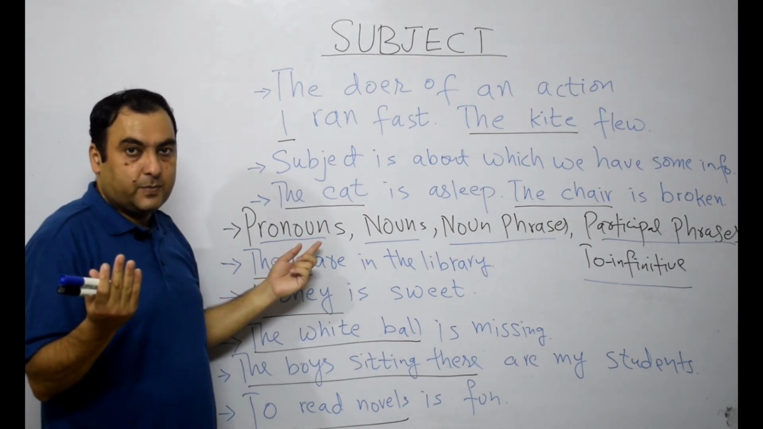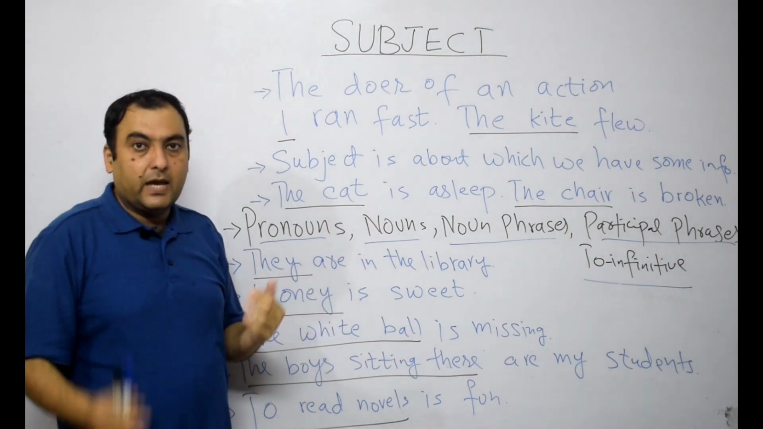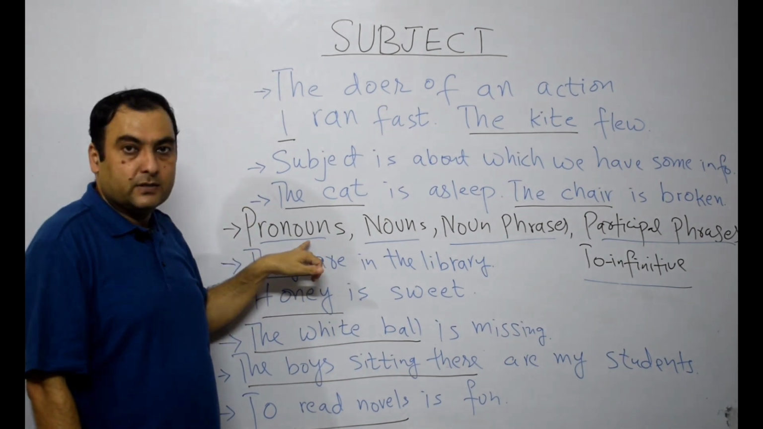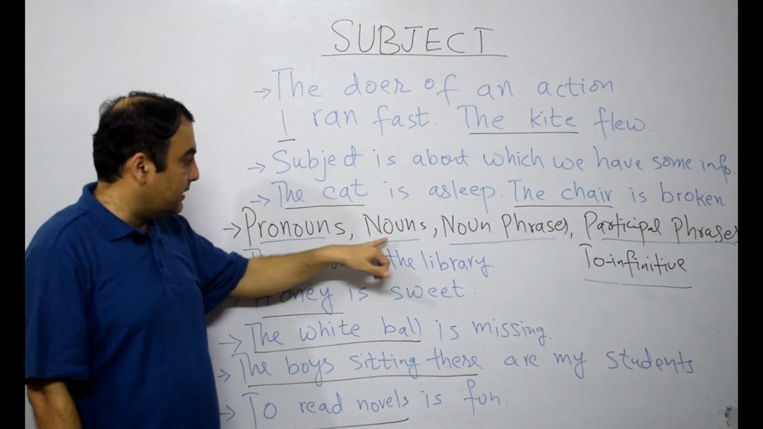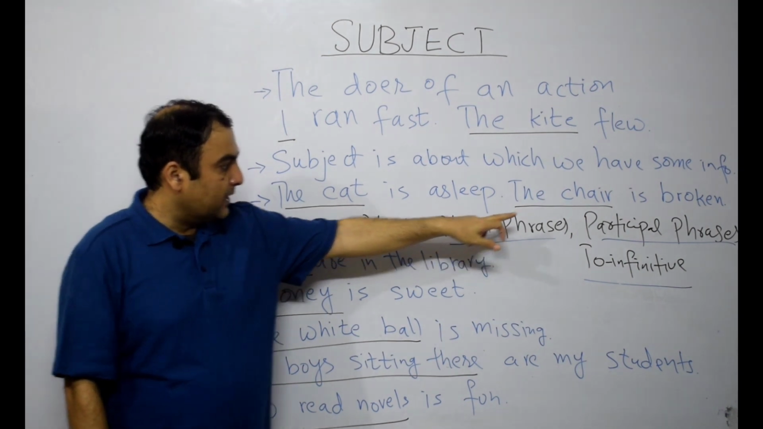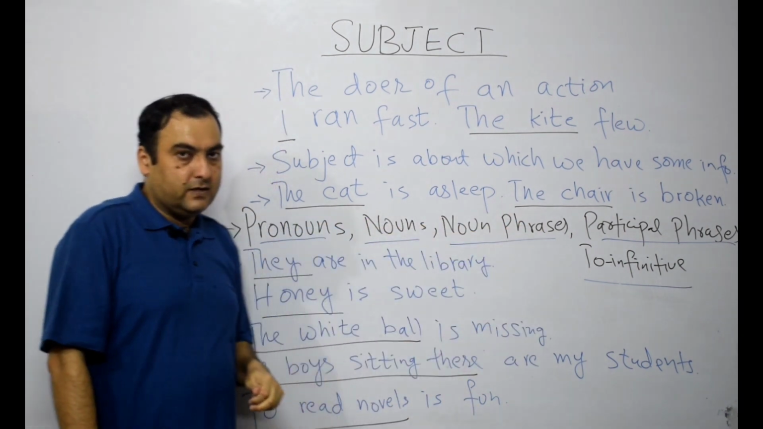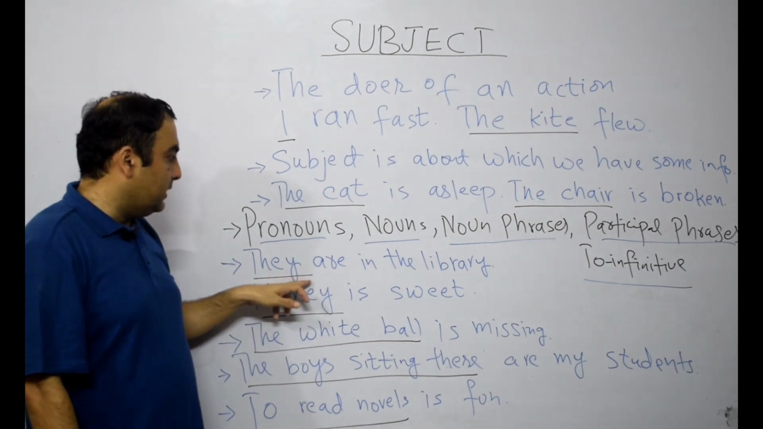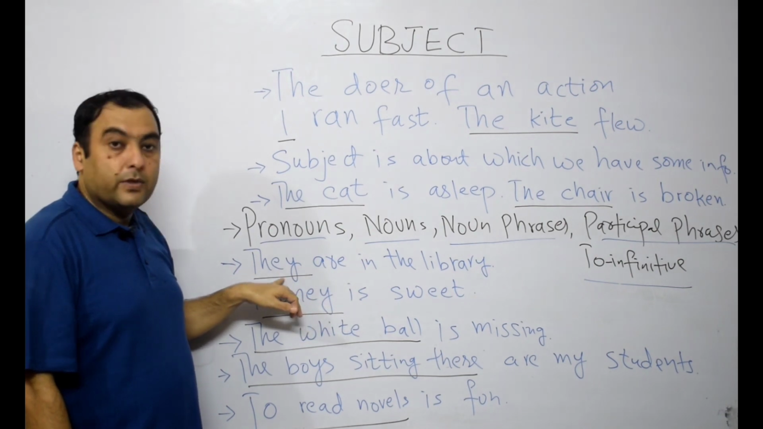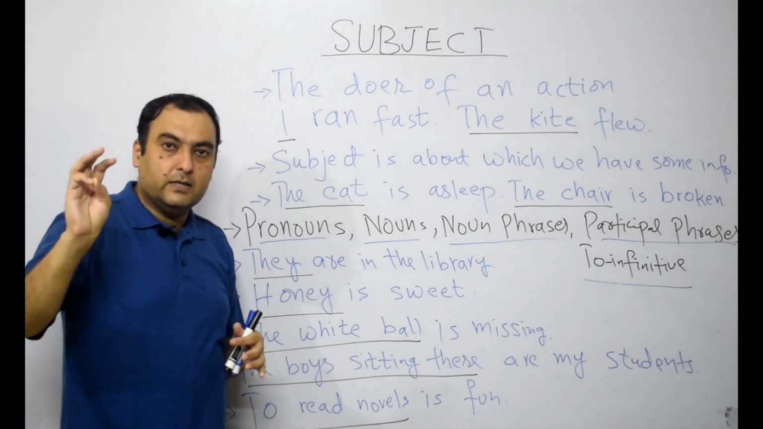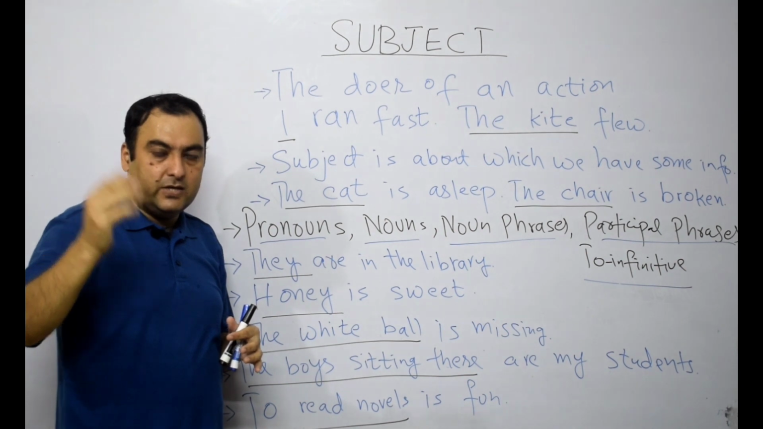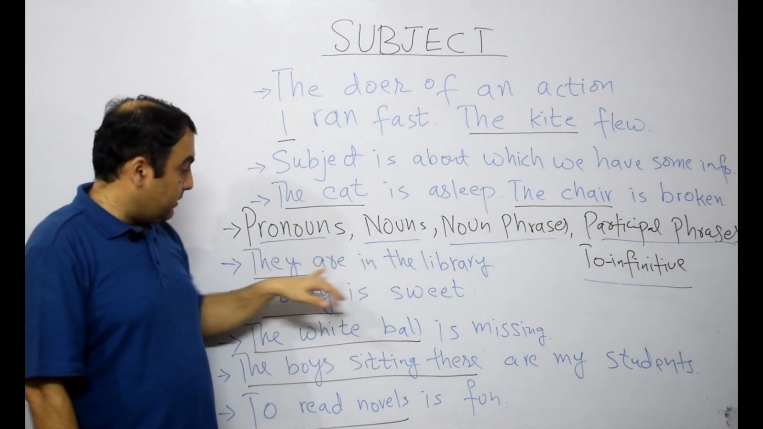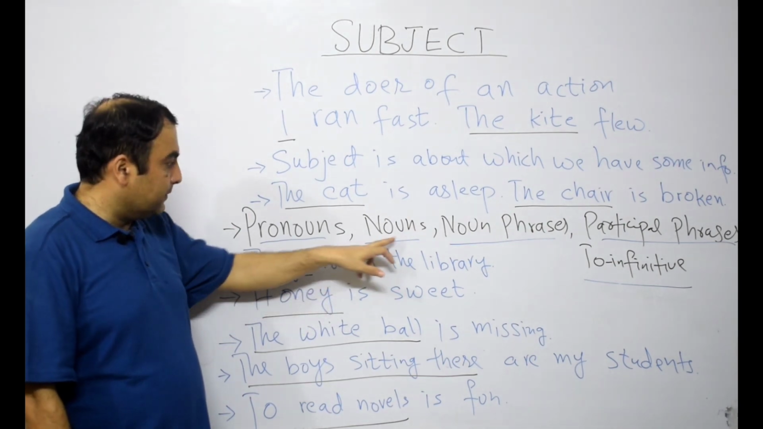Moving on, what possibilities do we have? Like which parts of speech and which words can be subject in English? A very common one is pronouns. So pronouns are subjects, and nouns, noun phrases, participle phrases, and to infinitives are some of the subjects we have in English. For example, they are in the library. So they is the pronoun. Pronouns are these: I, we, you, he, she. These words are called pronouns. So they are in the library. They is the subject here.